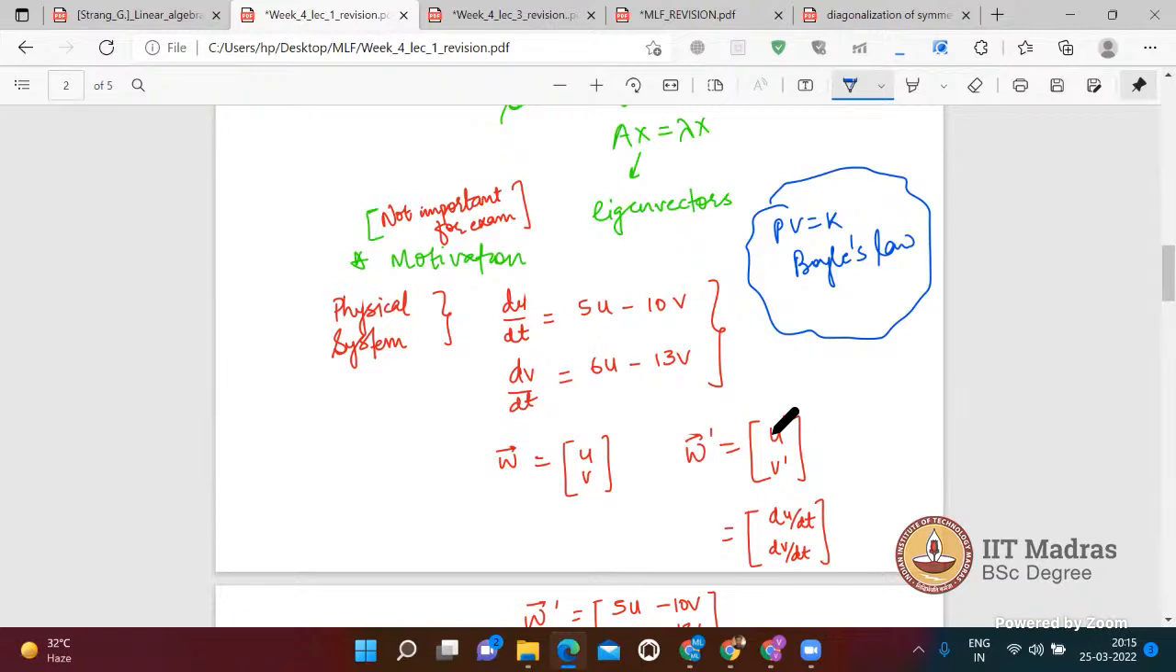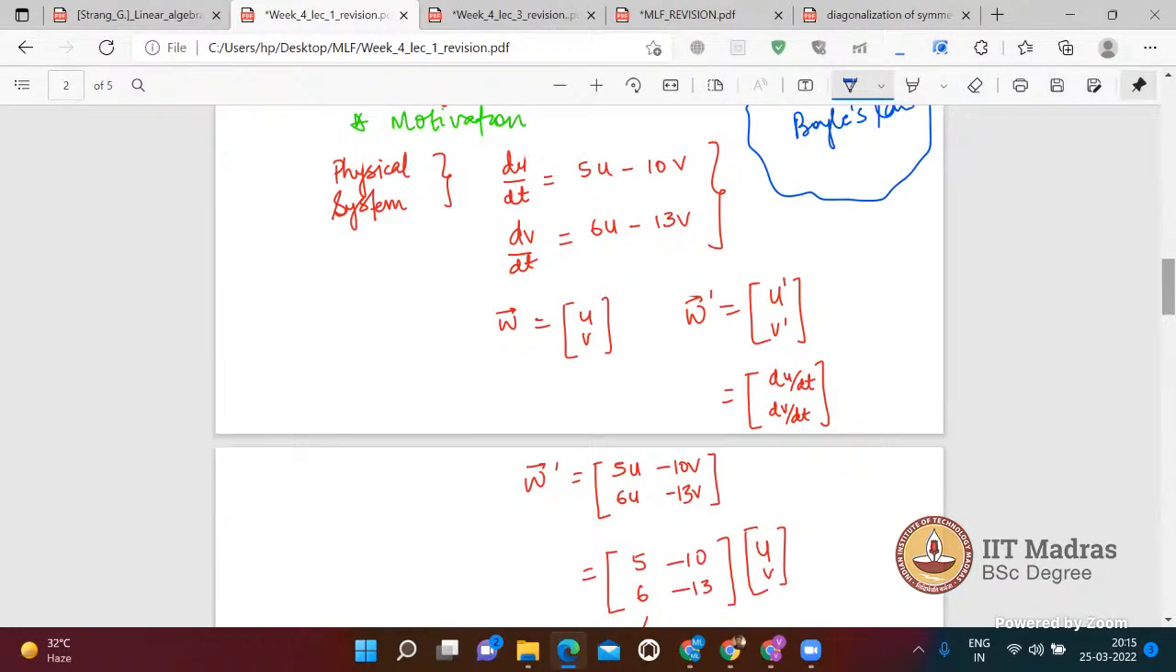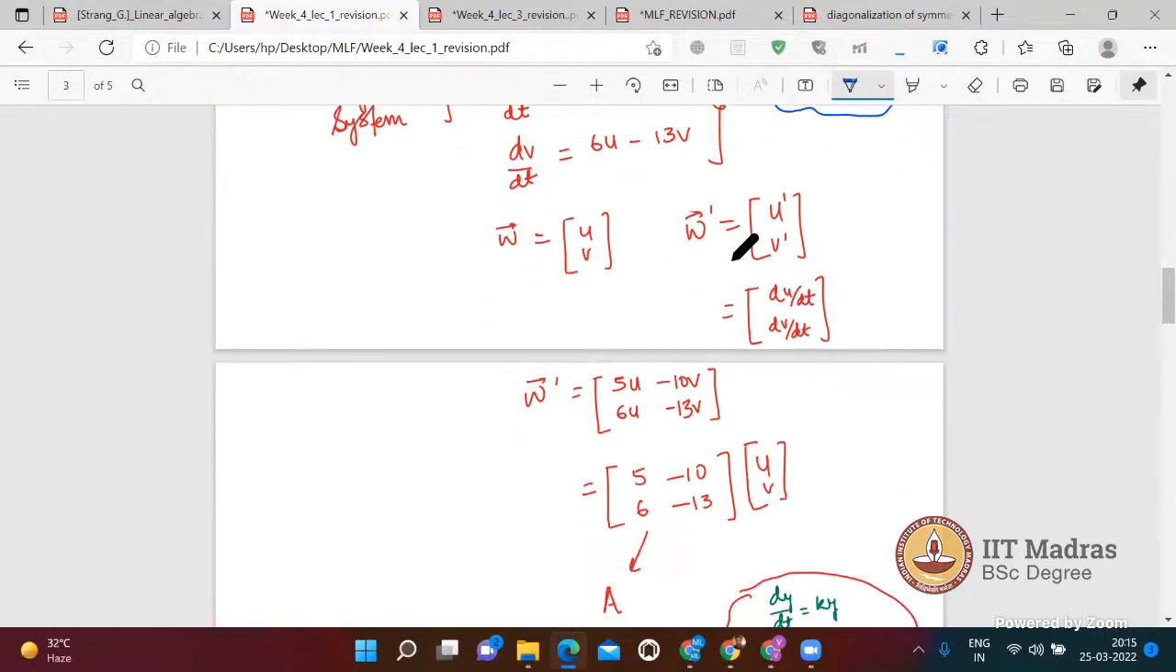I took one example: du by dt. Suppose I have a system with two variables, u and v. The change of u with respect to time depends on u and also on v. Similarly, v is another variable, and its rate of change also depends on both variables, u and v. So this can be written in the form of w, where w can be represented as uv, and both are vectors.